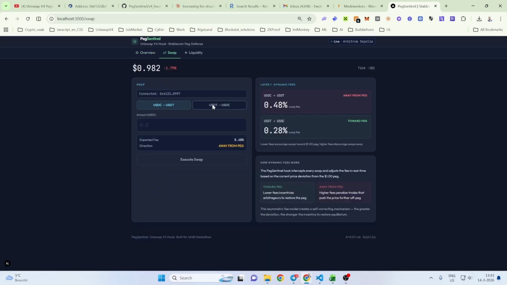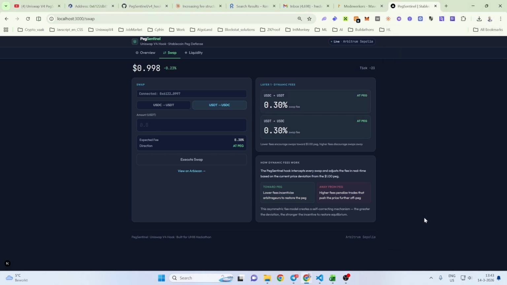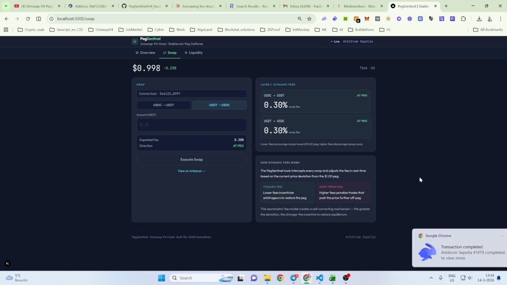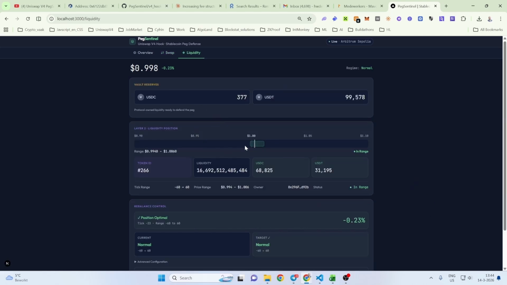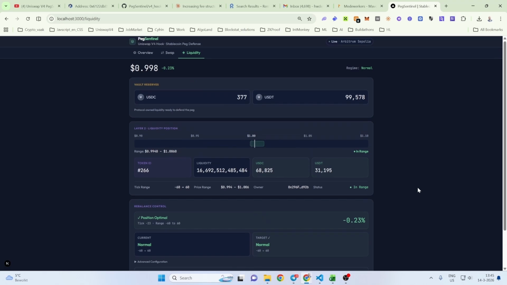Now let's trade the other way around and push the price back to peg. And here we see that fees are equal to the base fee again. The liquidity page confirms this. The peg has been restored. Note that the liquidity buffer has also been removed, as it is no longer needed to support the peg. All amounts have been returned to the vault.